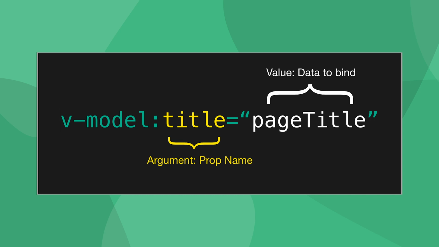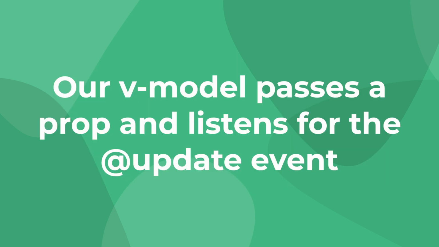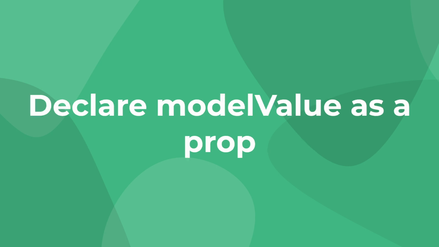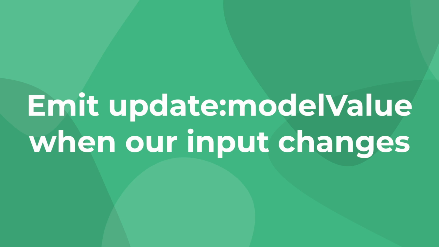And then page title is the data in our parent component that we're binding. So now that we have our parent component set up to both pass the prop and listen to the update event, let's access it from our child component. There are two things we have to do inside custom text input.vue. Accept our vModel value as a prop, and then second, emit an update event when our input changes.